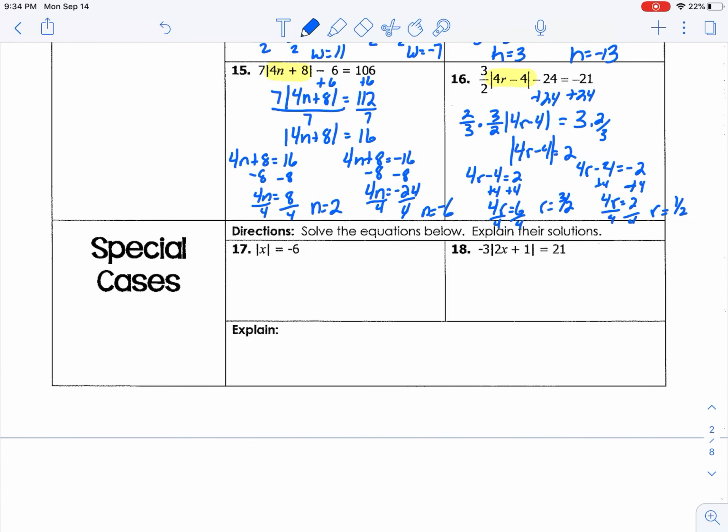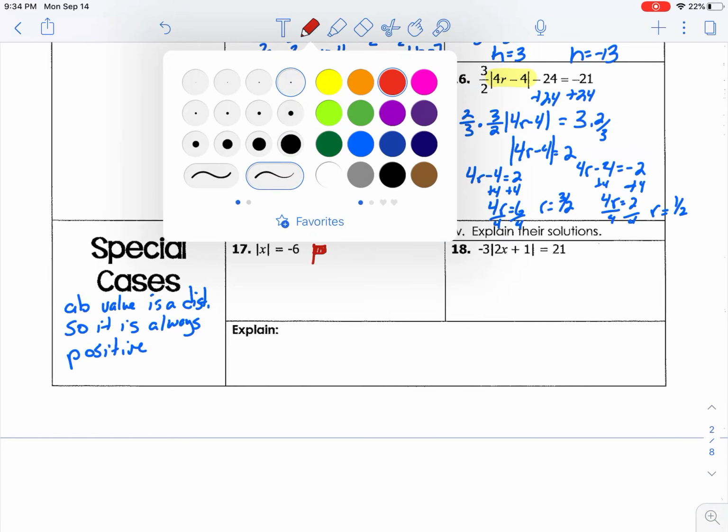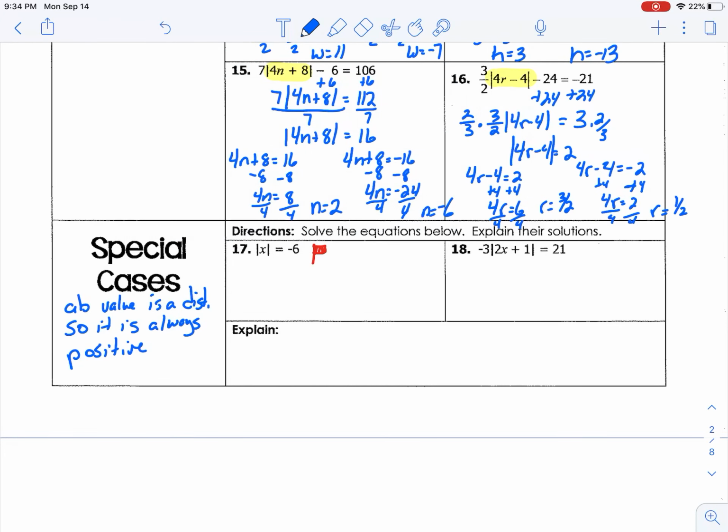All right, now there are some special cases. We have to remember that the absolute value is a distance. So it is always positive. So what happens here? I've got an absolute value equaling a -6. And that should raise a red flag. Because I'm trying to say the distance between 0 and this number is going to be -6. Well, I can't do this.